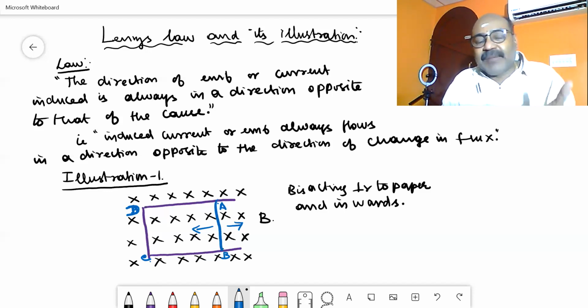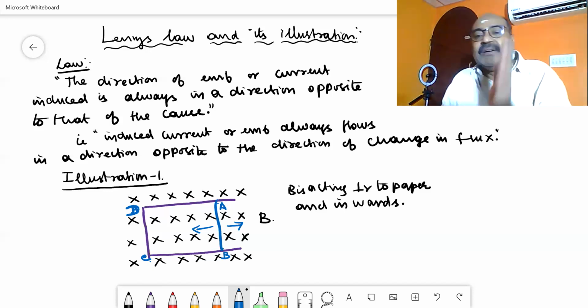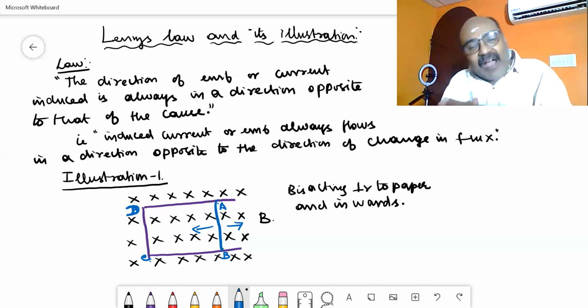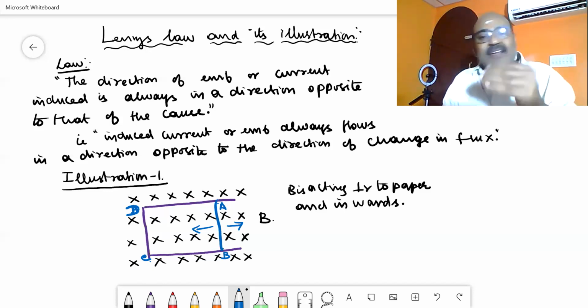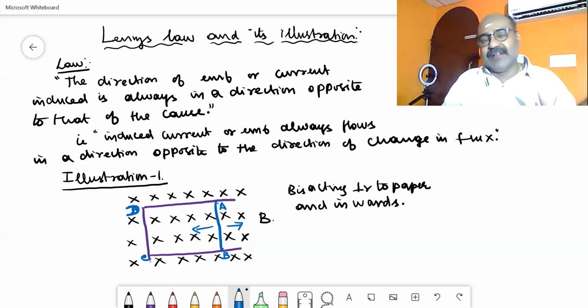Similarly, when I take AB to the outside, then I can say the area increases. If area increases, flux increases. So there is a change in flux. Then also I can get an EMF. Let us demonstrate how we can get this.